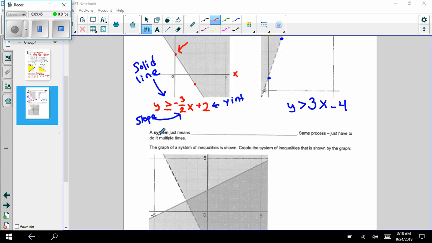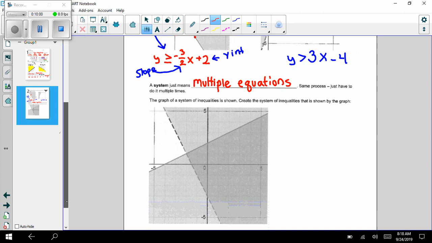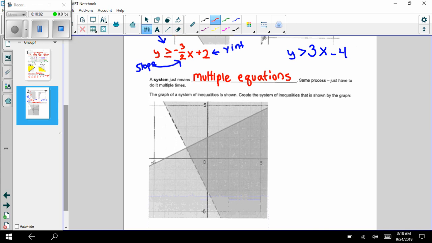Lastly, we want to mention that a system just means multiple equations. And when you see that, you're going to do the exact same process that we just learned. You just have to do it multiple times, usually twice. The graph below shows a system of inequalities, and it prompts you to create the system of inequalities that is shown by the graph. So there are two lines, so we need to write an equation for this line and this line.